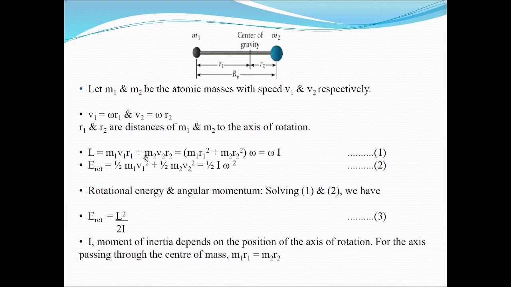Okay, this one is related to the kinetic energy. So it's equal to half m1 v1 squared plus half m2 v2 squared. So you can simplify both of the equations. Same, you just substitute here. So you can get E rotational is equal to half I omega squared. Okay, by solving equations 1 and 2, you will get the formula of E rotational is equal to L squared divided by 2I.